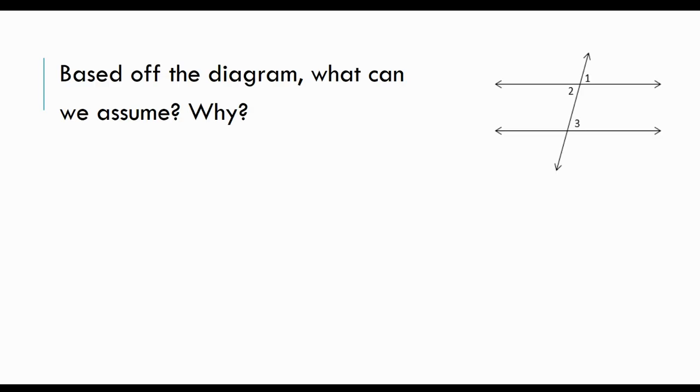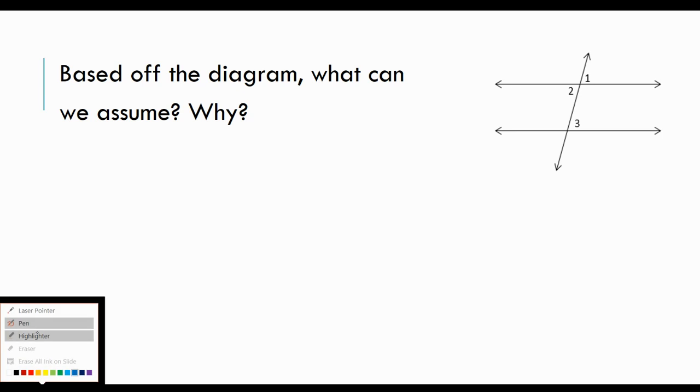Okay, so let's look at this example. It says, based off of the diagram, what can we assume and why? So there are three different angles in this picture. There's angle 1, angle 2, and angle 3. Nothing is marked in my picture. And so remember, the only types of angles that you can assume are straight angles.